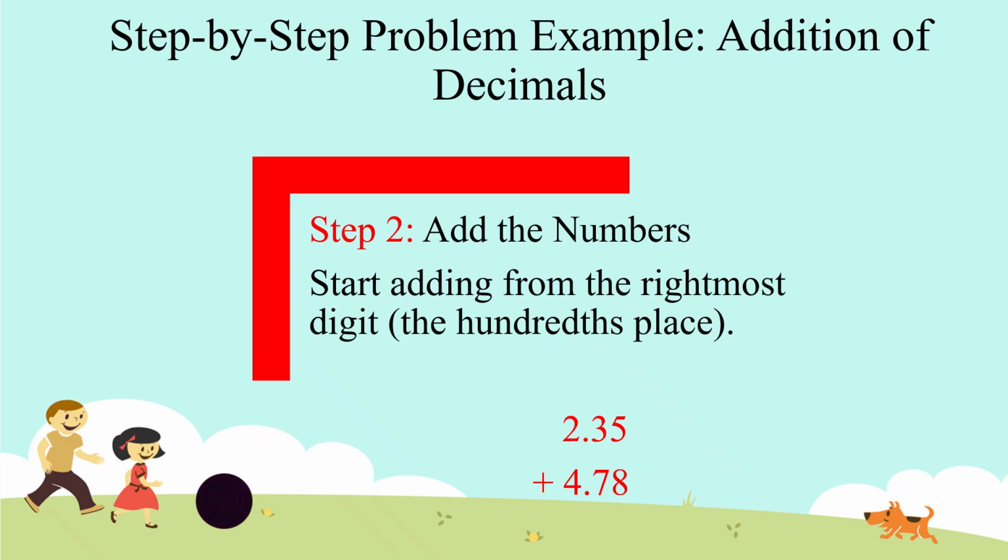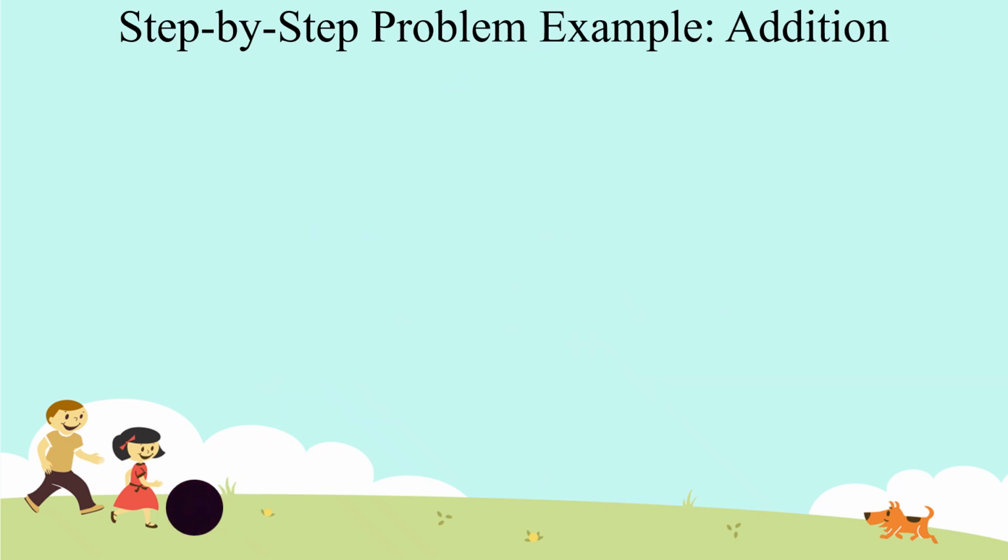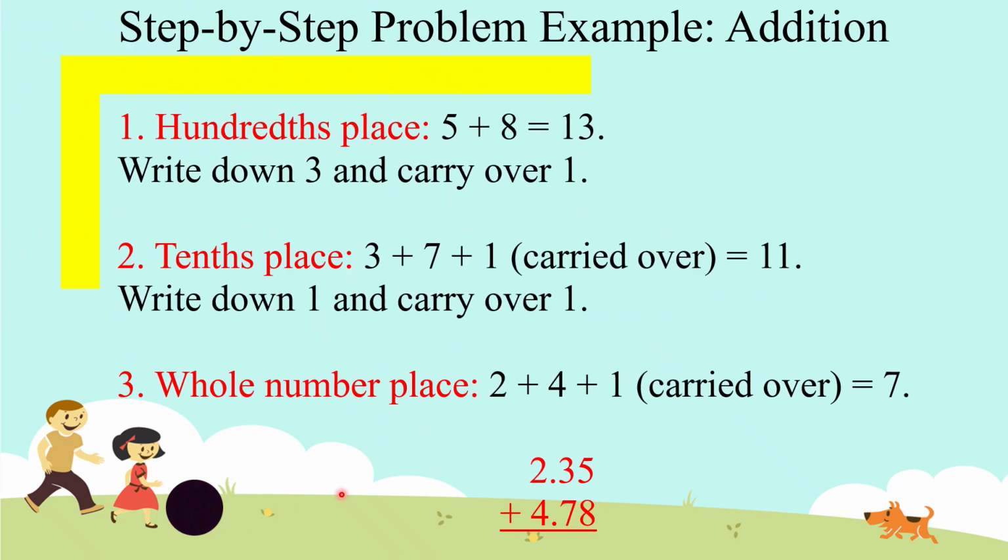Step 2. Add the numbers. Start adding from the rightmost digit, the hundredths place. In this case, the hundredths place is 5 and 8. Number 1, the hundredths place. 5 plus 8 equals 13. Write down 3 and carry over 1.